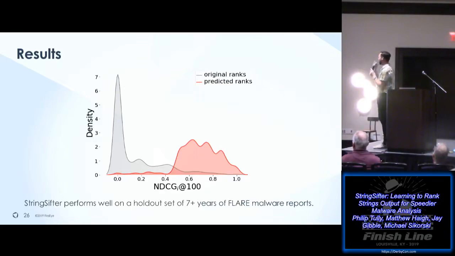And then when we run StringSifter over these set of strings from over 7 years of the malware reports that these guys are generating, you see that distribution, this NDCG distribution, shift over to the right-hand side. It's closer to 1. Higher score is better, and it's normalized, so it's bounded between 0 and 1. So you see we have some improvement here, quantitative improvement, and this is a good sign.